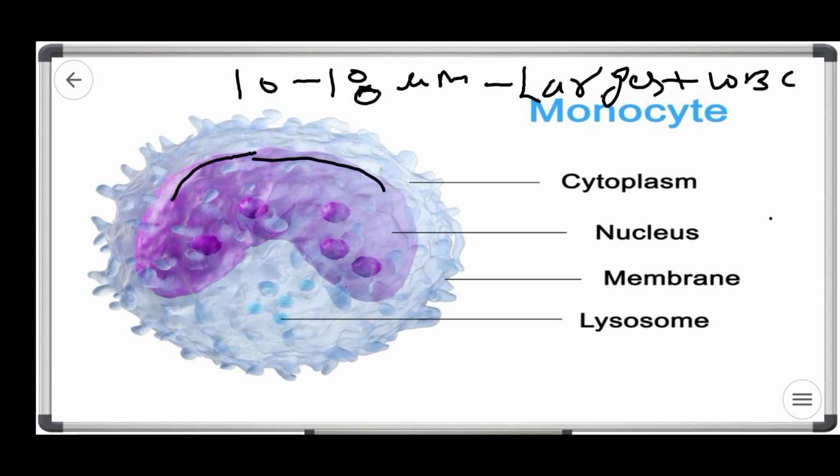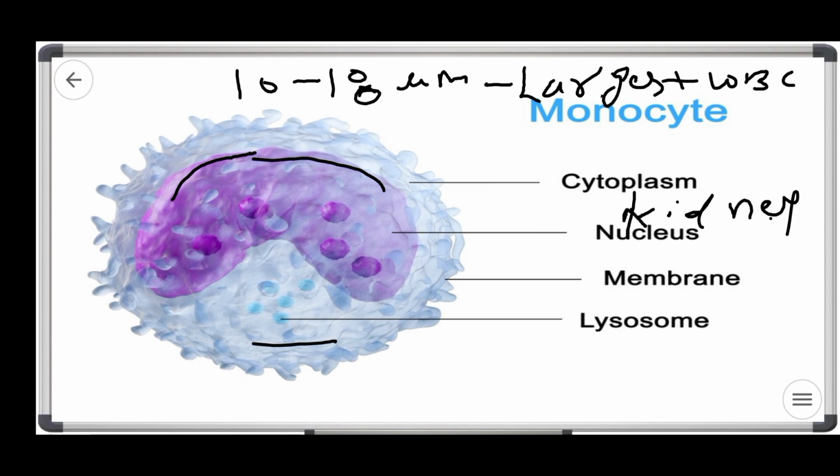This is a round nucleus, and the nucleus shape is kidney shaped. The nuclear chromatin is finely reticular, like this.